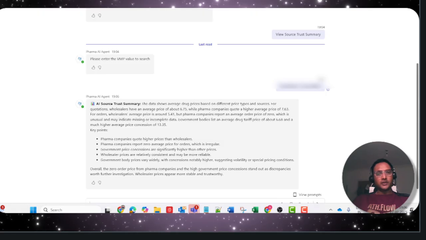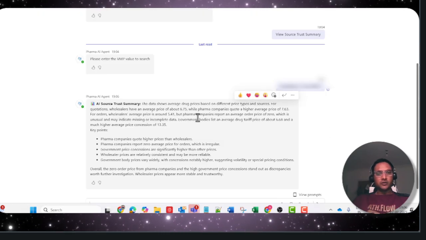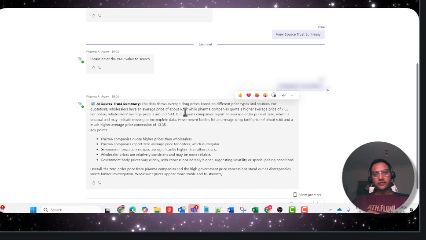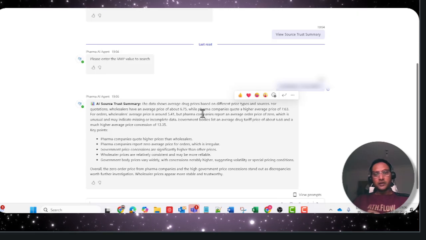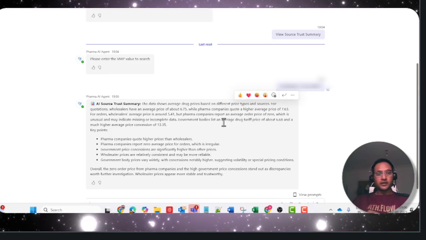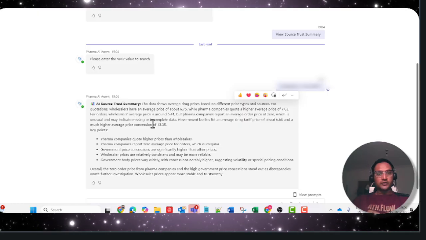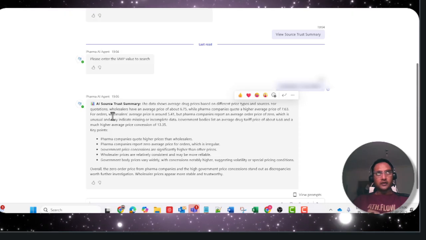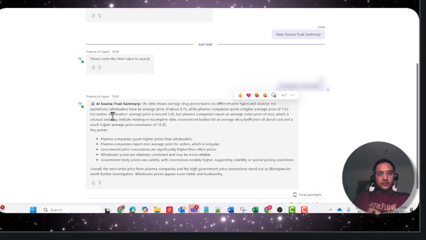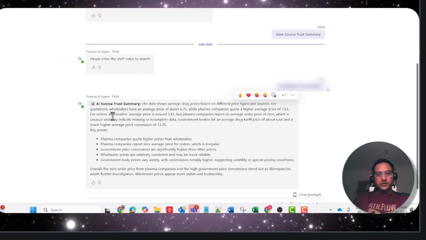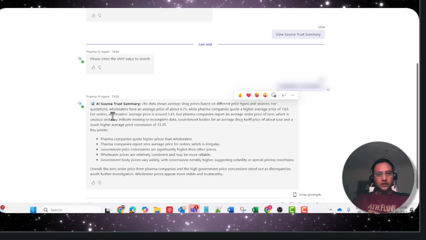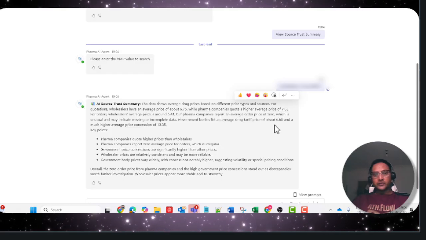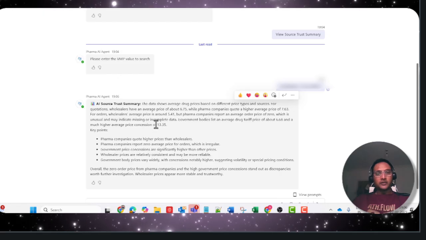It shows the different variations, how the price was split. It says wholesalers have an average price of 6.75. Pharma companies quote a higher average price of 7.63. And for orders, for the different combinations which we have, it analyzes each of the scenarios and gives a complete output. Pharma companies report an average order price of zero, which is unusual and may indicate missing or incomplete data.